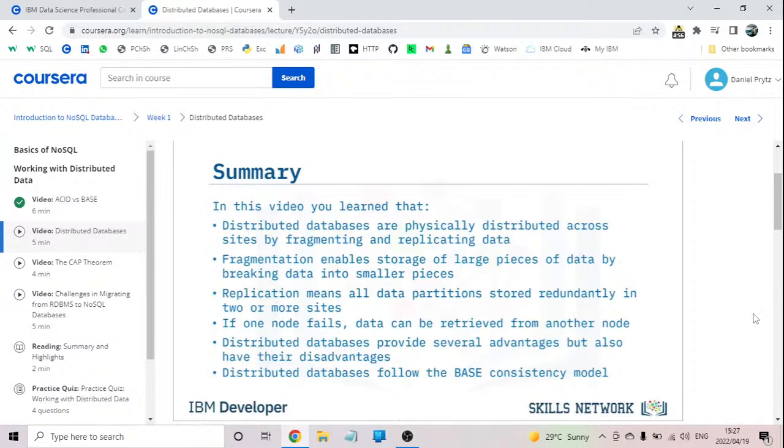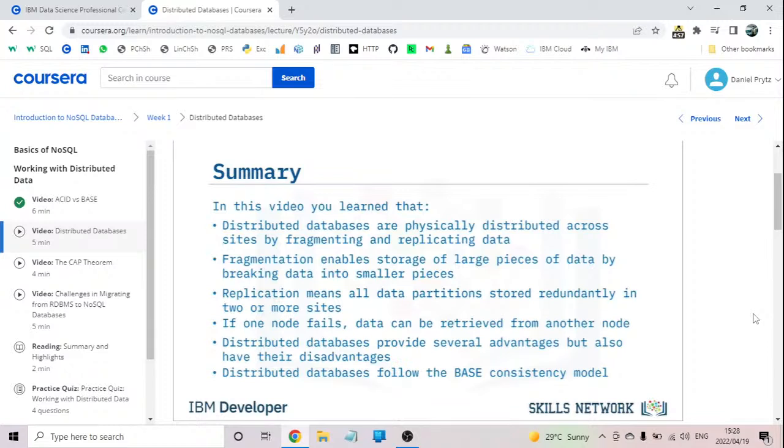Sorry, guys. Okay. Fragmentation enables storage of large pieces of data by breaking data into smaller pieces. There's a whole lot of extra stuff I could say here, but I'm not going to.